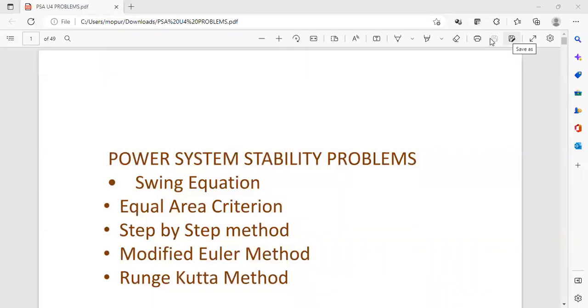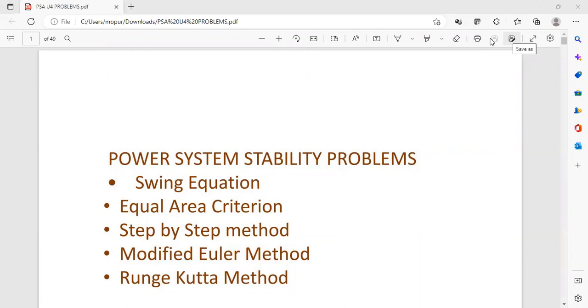Hello everyone. Today we will see what are the different types of problems available in the power system stability. We had already seen power system stability concepts, introduction to power system stability, its classification, and what is swing equation in steady state stability. And in transient stability, we had seen equal area criterion.